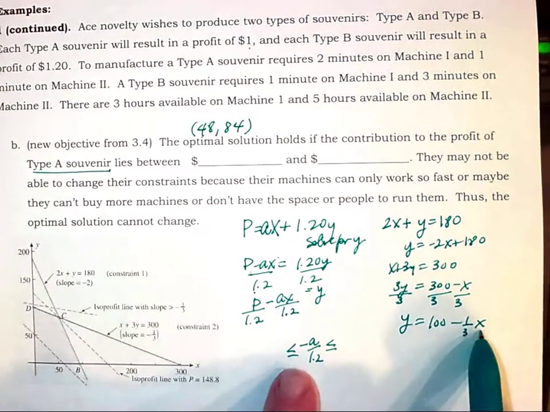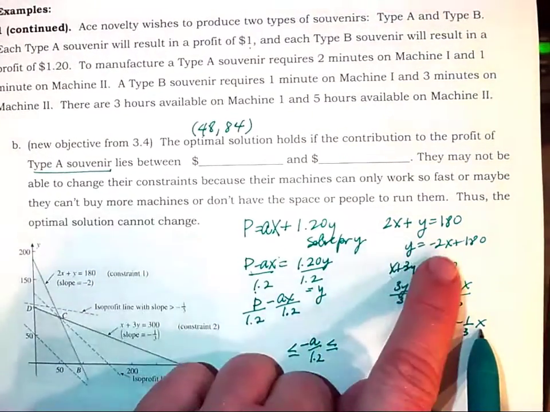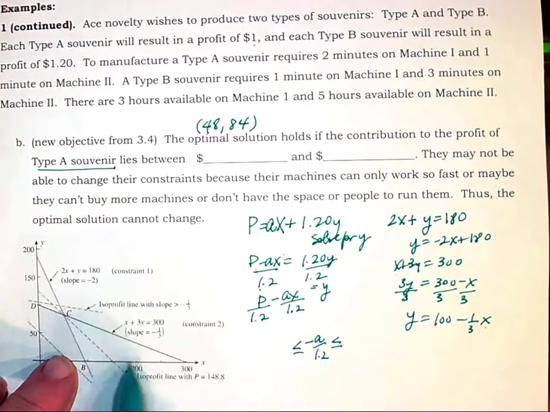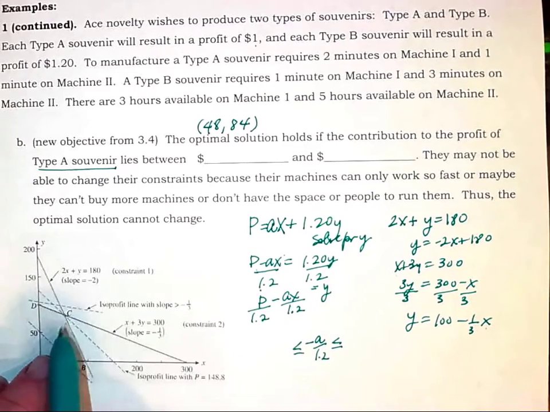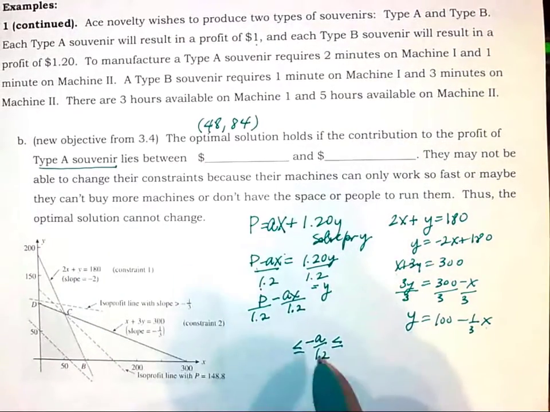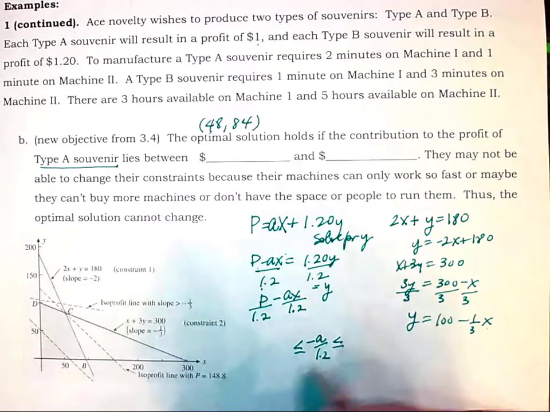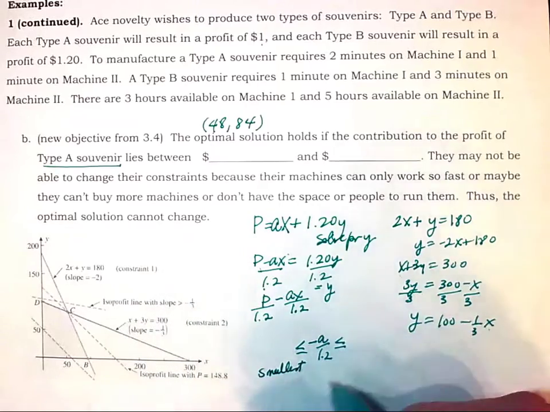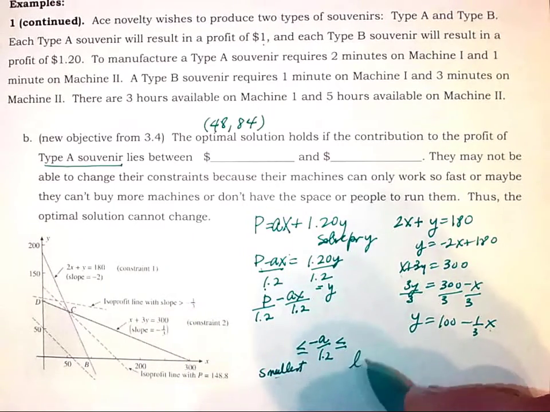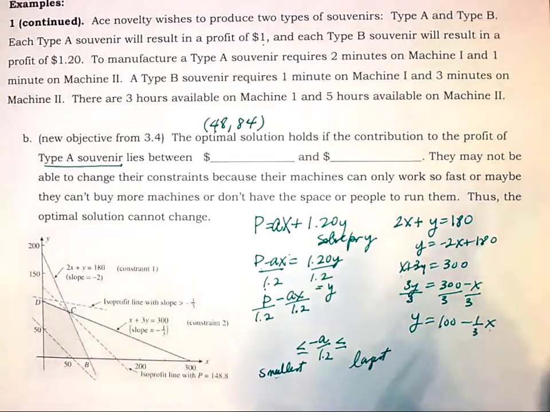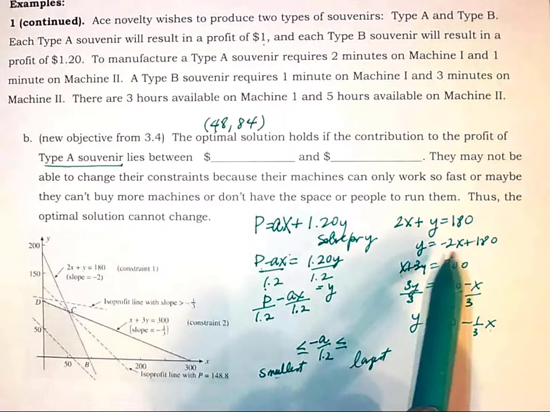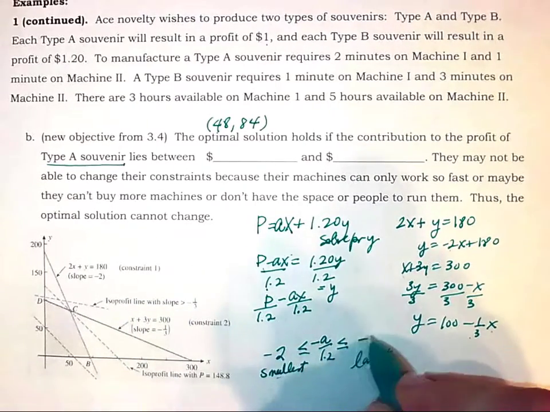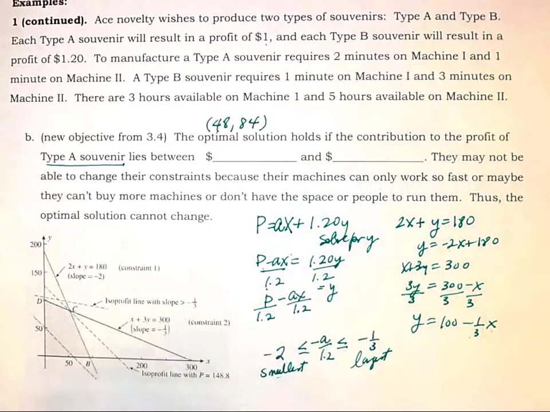So by comparing the slopes of these two constraints, I can force my isoprofit line to fall in between these two. So I keep that optimal solution right there. So when you do these little compound inequalities, you always want to make sure your answers make sense. So you always want to put the smallest here and the largest here. And that smallest between negative 2 and negative 1/3 is going to be negative 2. And negative 1/3 is going to be the largest.